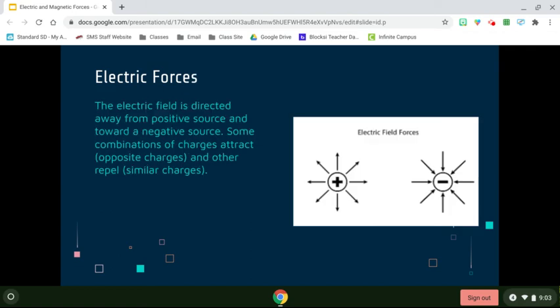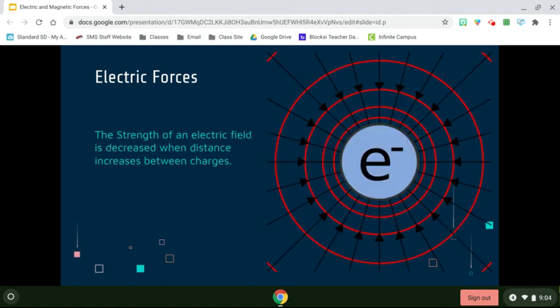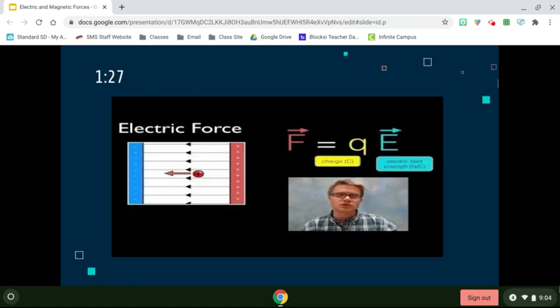Electric forces. An electric field is directed away from a positive source and toward a negative source. Some combinations of charges attract, which are opposite charges, and others repel, which are similar charges. So, the strength of an electric field decreases when the distance between charges increases.